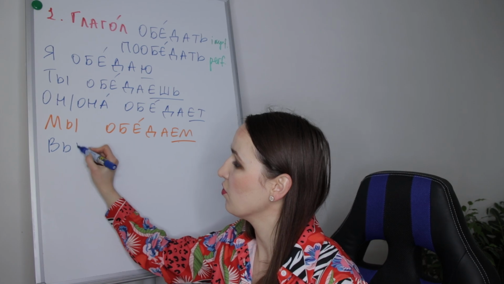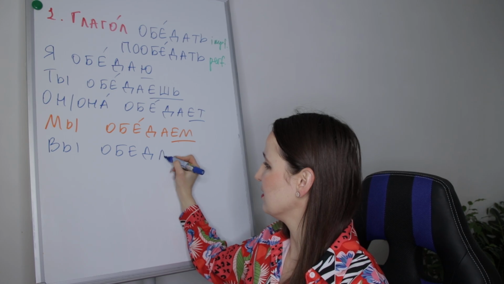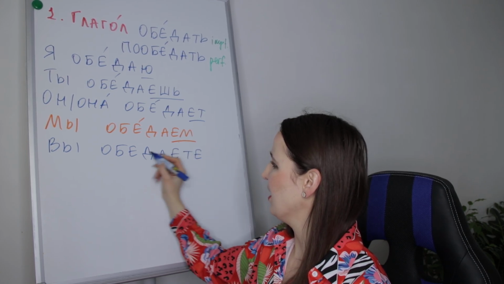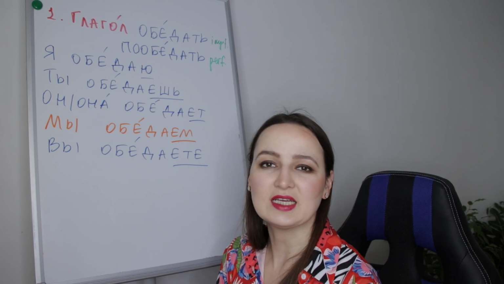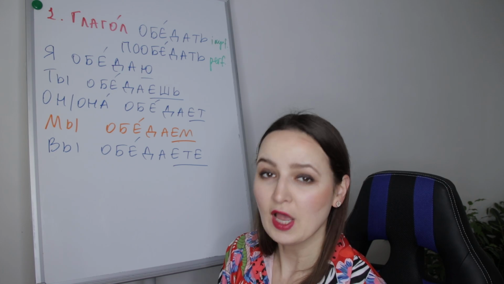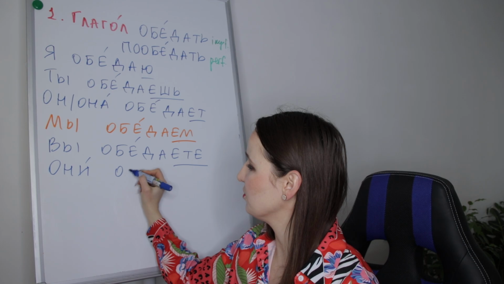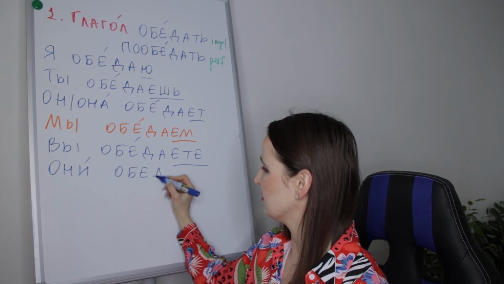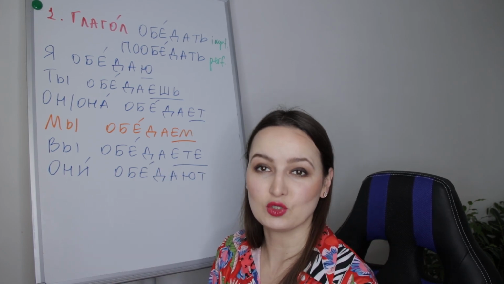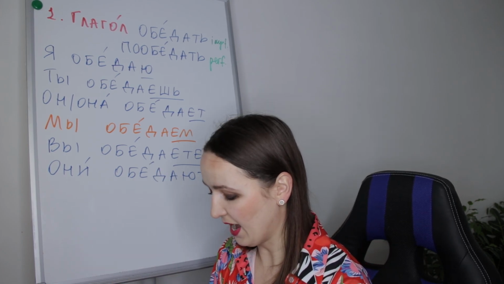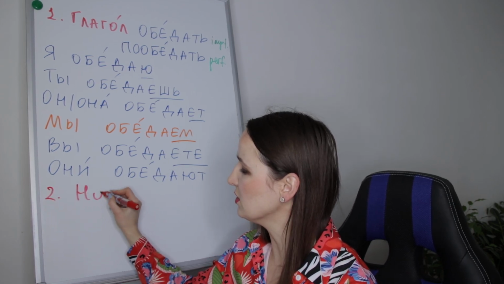Вы обедаете. И последнее, and the last one, they have lunch. Они обедают. They have lunch or they are having lunch. Хорошо. Номер два, number two, is about new words.